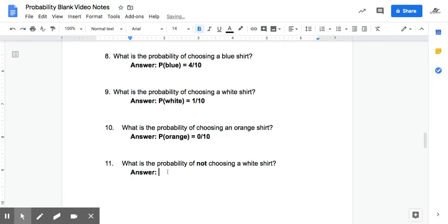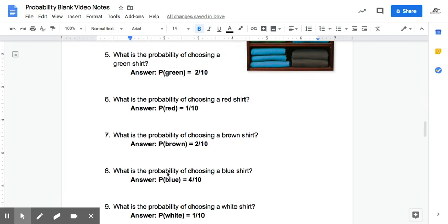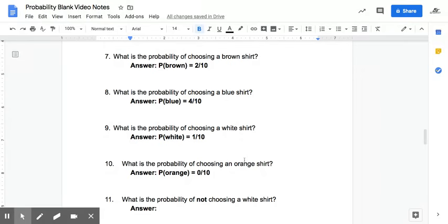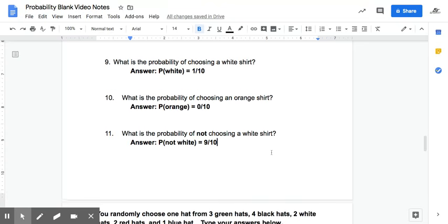Number 11, little tricky. It says, what is the probability of not choosing a white shirt? I'm asking you to determine that I just can't choose a white shirt. I can choose any color but that. I can choose red, green, blue, or brown. So how many options are there? We simply need to count up all the shirts except the white one. So 1, 2, 3, 4, 5, 6, 7, 8, 9. So there are 9 favorable outcomes for not choosing a white shirt. So 9, and my denominator remains 10. Okay? All right, let's try another example.